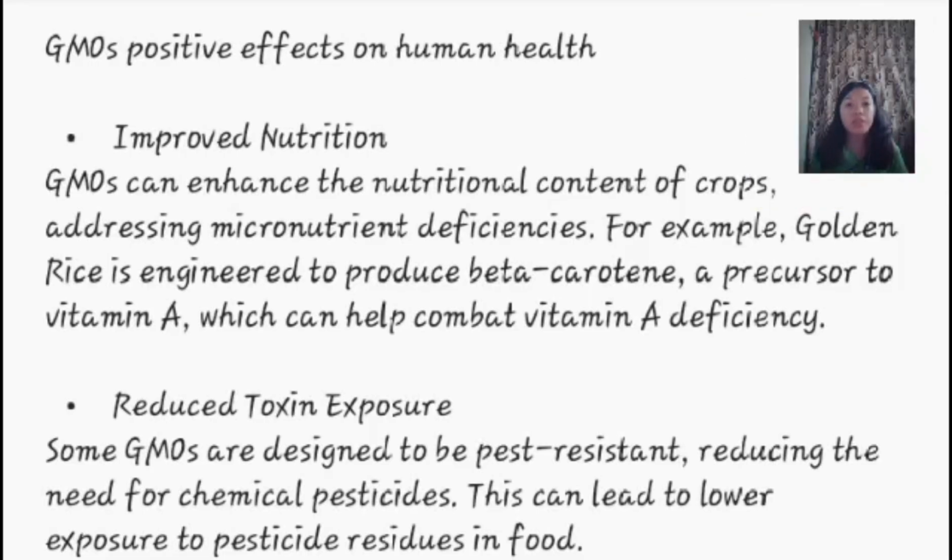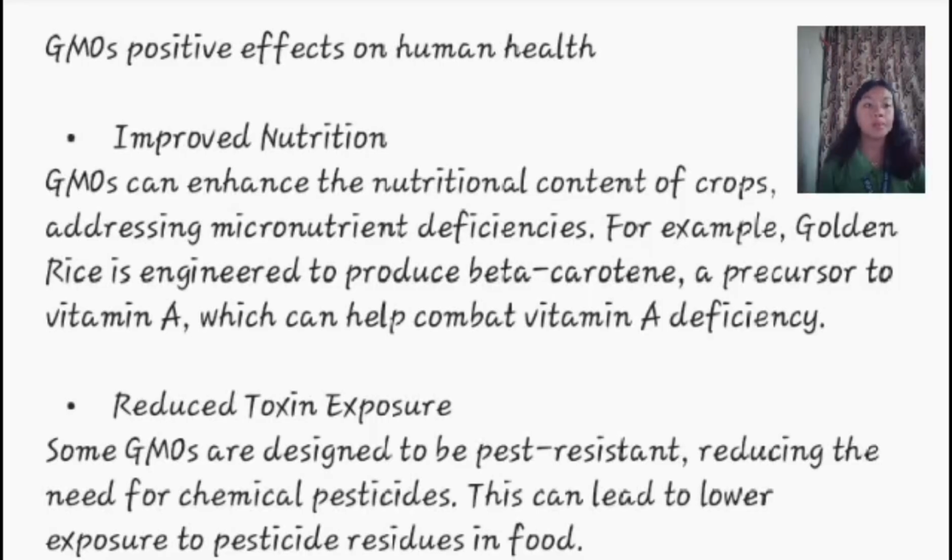Second is reduced toxin exposure. Some GMOs are designed to be pest resistant, reducing the need for chemical pesticides. This can lead to lower exposure to pesticide residues in foods. So it means that some GMO plants can fight insects by themselves, so farmers use less chemical spray. Because of this, there are fewer harmful chemicals left on the food we eat. That means cleaner food.